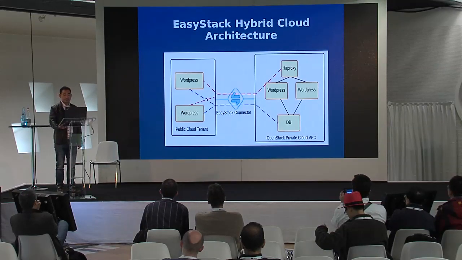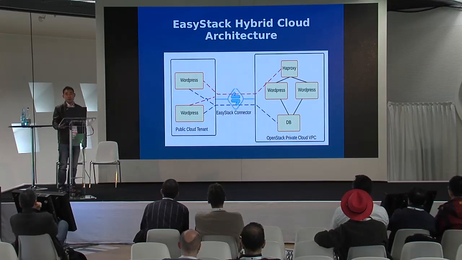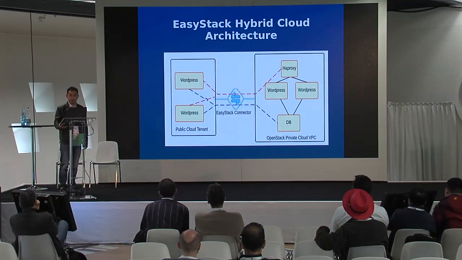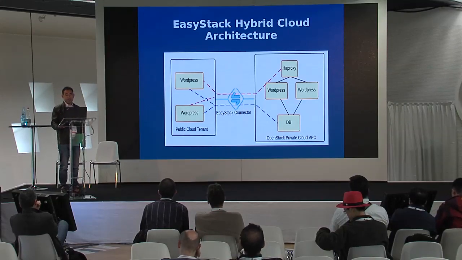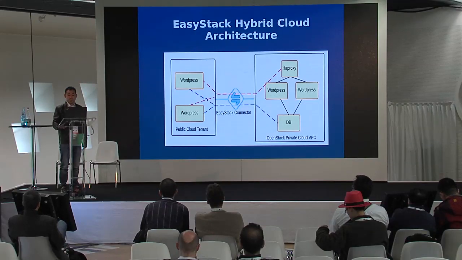Now let's see the architecture of this demo. This is a very simple scenario, but the solution also supports other scenarios. In this demo, I have three kinds of virtual machines: the HAProxy for load balancing, the flows of the traffic of the WordPress. The WordPress uses MySQL DB on the DB virtual machine.